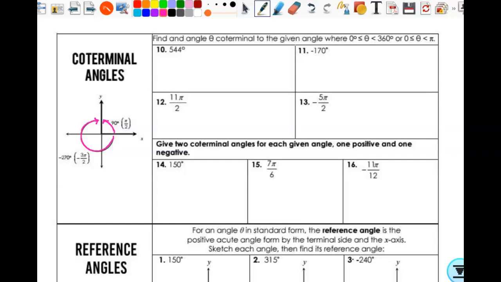So it says find an angle theta coterminal to the given angle where theta is between 0 and 360 or between 0 and, that should actually say 2 pi and not pi. So if I get to, let's just say 544 is right here, okay? Another rotation would get me in the same place, but I don't want to add 360 to it because I need it to be between 0 and 360, so I need to subtract 360. And what's 544 minus 360? 184, yeah, 184 degrees.